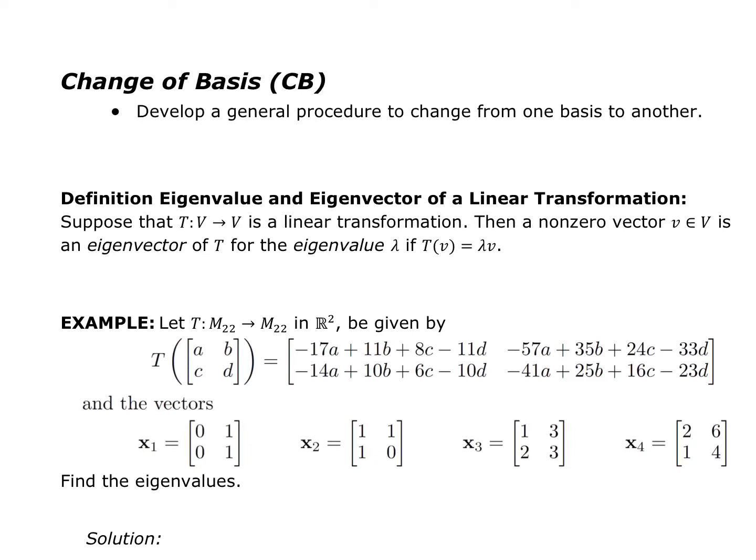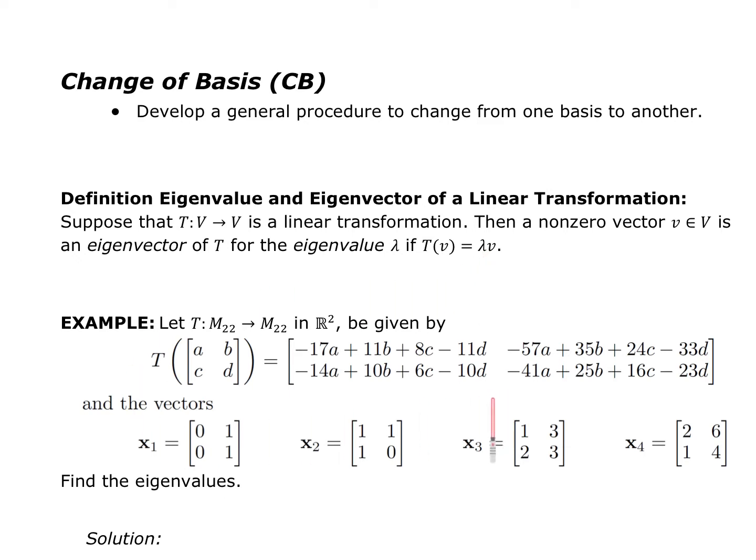In this video, we're going to develop a general procedure to change from one basis to another. Let's go back and reevaluate eigenvalues and eigenvectors in terms of linear transformations. Suppose that we have this linear transformation T that goes from V back into V. Then a non-zero vector in V is an eigenvector of T for the eigenvalue lambda if the linear transformation of that eigenvector is equal to a multiplier lambda times that V.